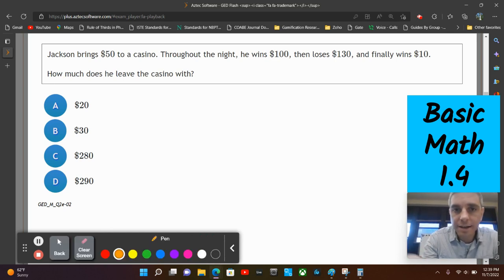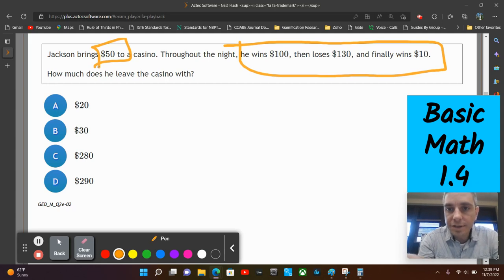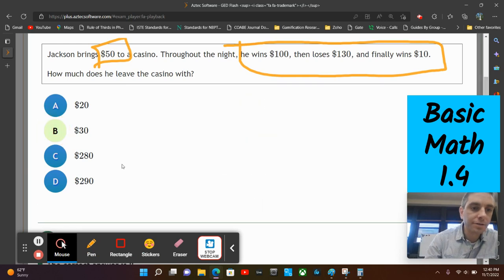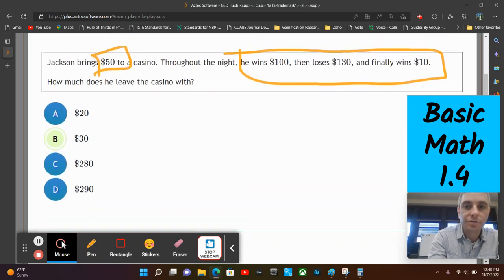The first thing I'm thinking of is I want to figure out what his net gains or losses are, and then compare that to what he brings to the casino. So if he wins 100, loses 130, he's lost $30, and he finally wins $10 back, so he's lost $20 ultimately. So 50 minus 20 is 30. Now you could also just do 50 plus 100 minus 130 plus 10.